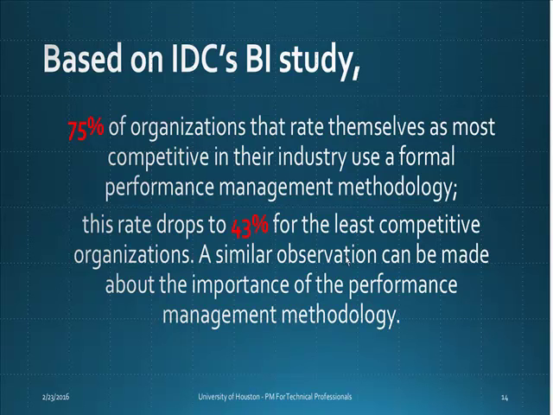Compared with the other half, which is the least competitive organizations, the percentage actually drops from 75% to 43%, right? So that tells you that in order to be successful or competitive, organizations should use a formal performance management methodology, which means they need to come up with good metrics, use the metrics to measure performance, and also use them to address management concerns and stakeholders' concerns to improve quality, cost, scope, and schedule.